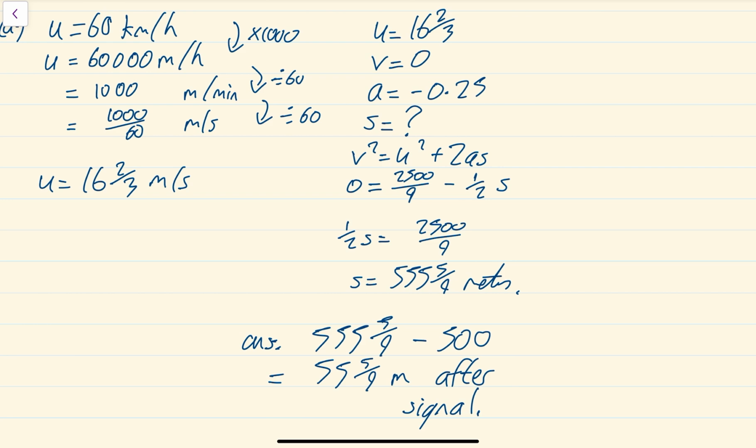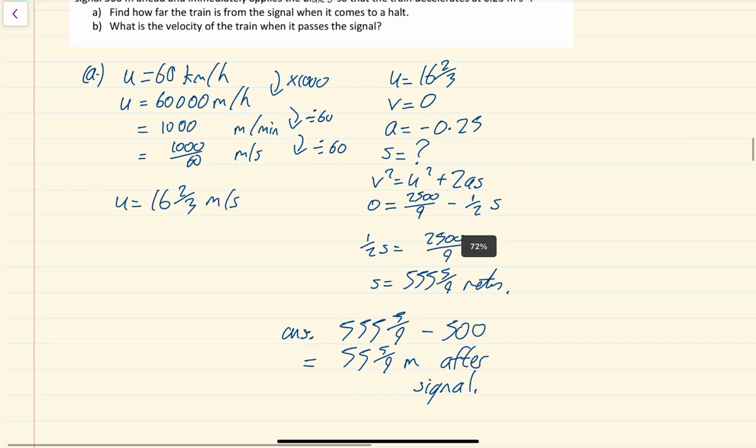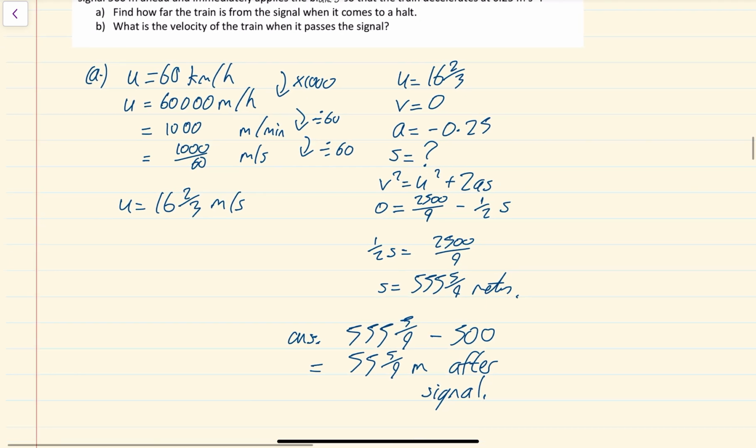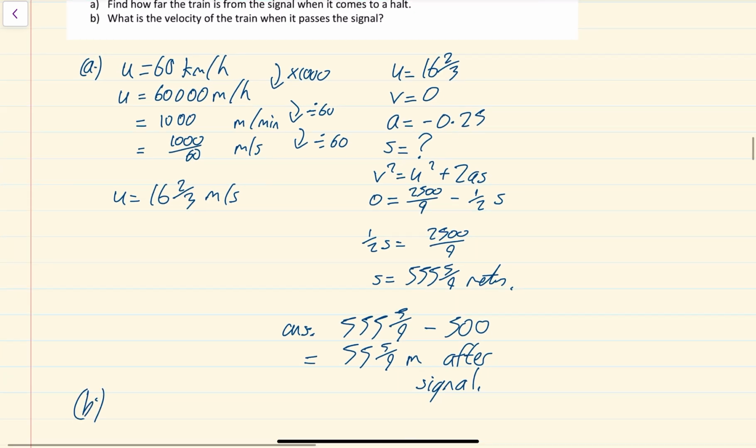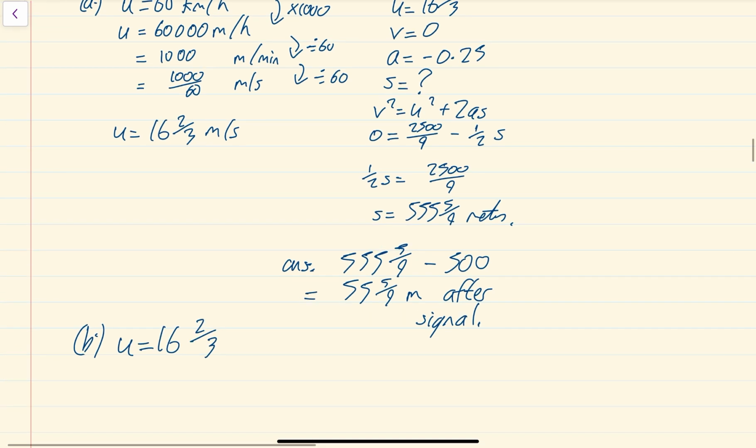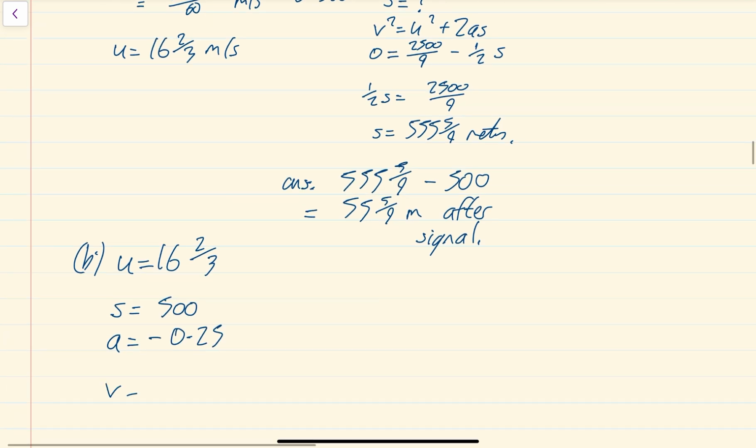Right, it says, what is the velocity of the train when he passes the signal? So for part B, let's just write in what we know. We know our U is equal to 16 and 2/3. That was his initial velocity. The distance to the signal was 500 meters. We know his acceleration is minus 0.25, and we want to find his velocity. That's what we're looking for.